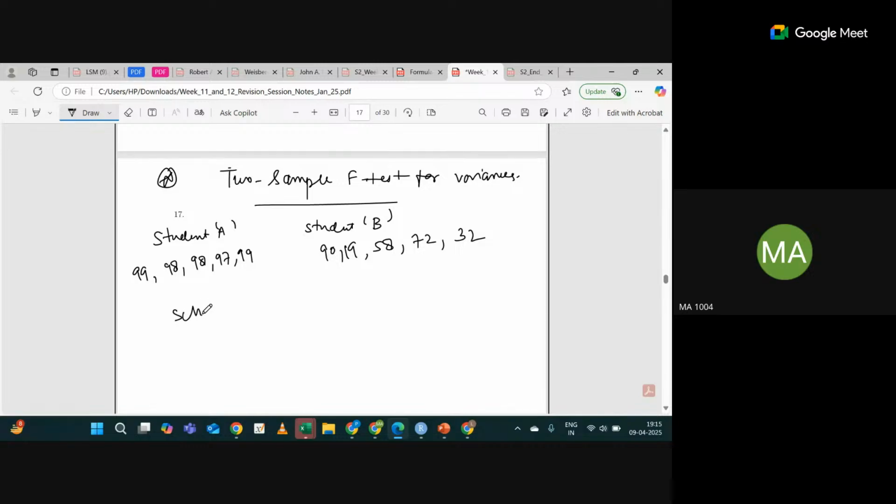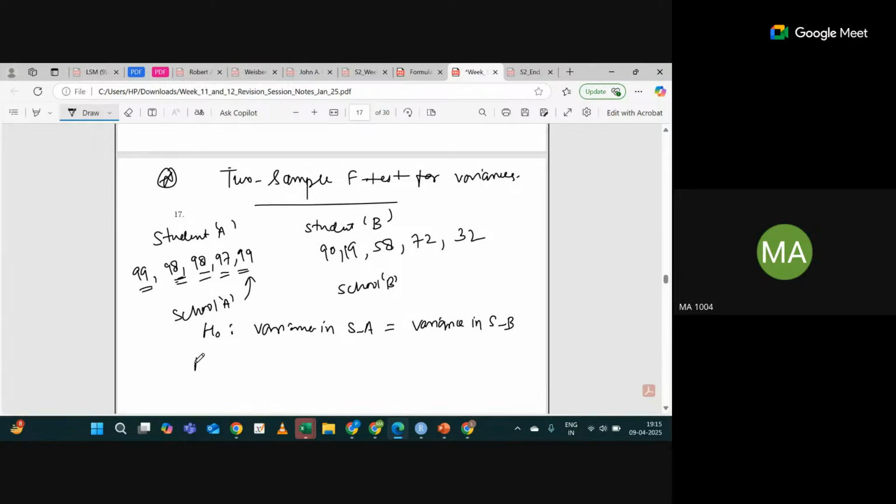Similarly, if you want to check the consistency of school A and school B, and let's say these are the marks of five different students, then you will say students of school A are more consistent. So what will be your null hypothesis? Your null hypothesis will be: variance in school A is the same as variance in school B.